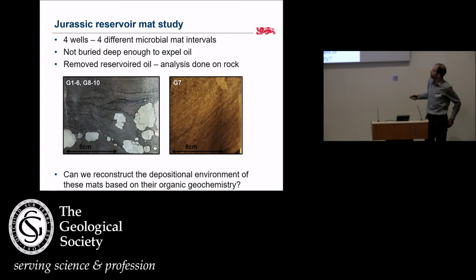we have some well data. Unfortunately, I was not allowed to present the sequence stratigraphy of this well data. So this is basically the Arab formation, the reservoir, and we've looked at the microbial mats in here and looked at their potential as a source rock, and to see if they come from a similar depositional setting, just based on the biomarkers as the modern mats. So again, we've removed the reservoir oil, and the analysis has only been done on the rock.